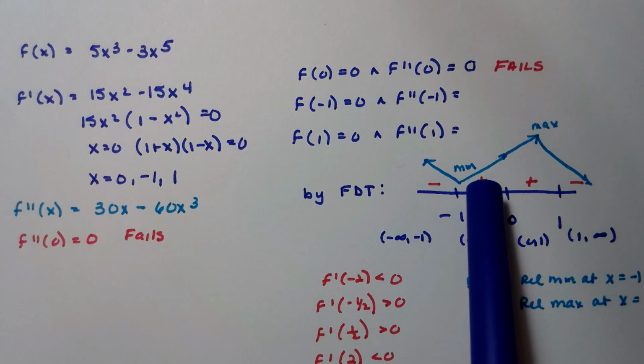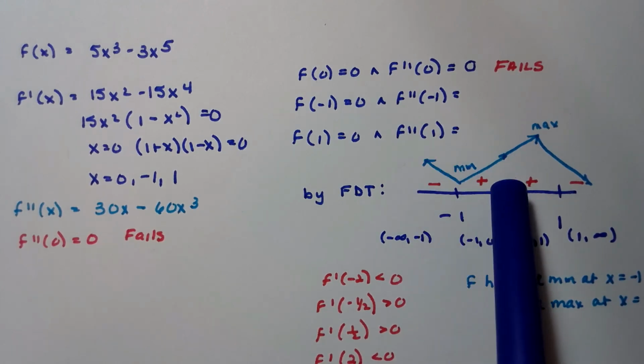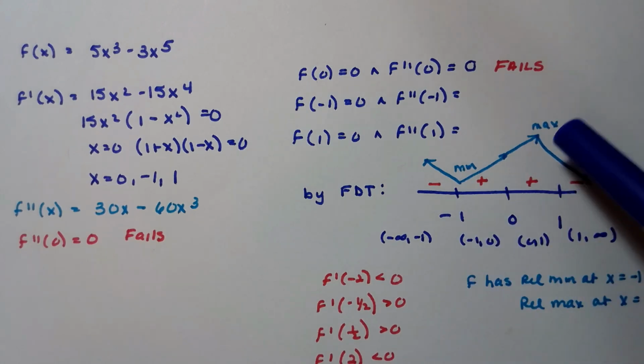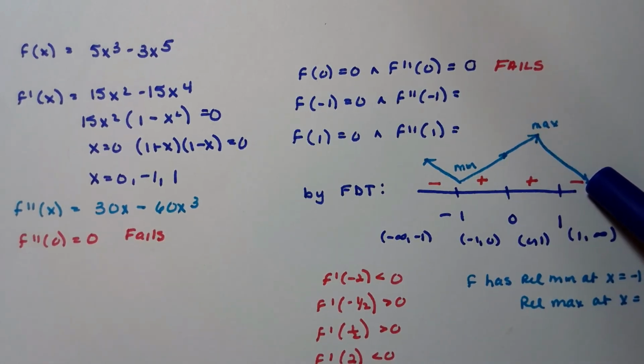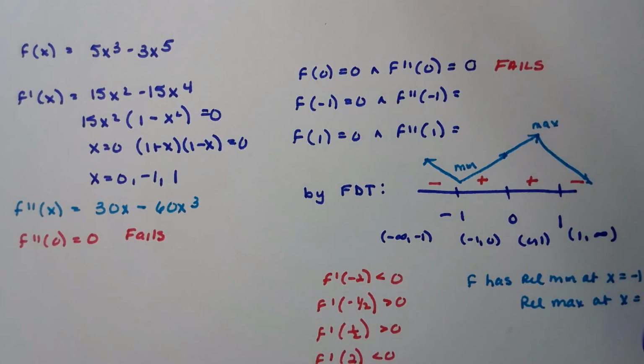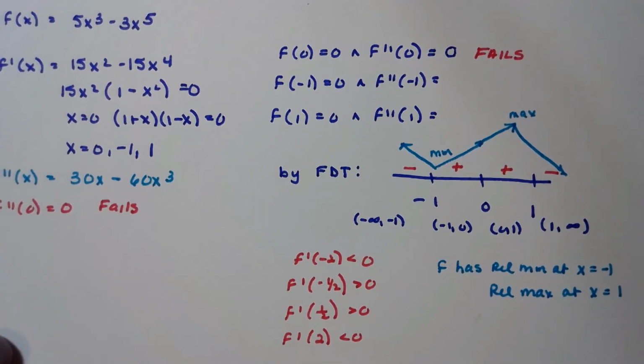And as you can see, it changes sign from negative to positive here, so I'd expect a relative min at x equals -1. Doesn't change sign about 0, so it'd have no extrema at 0, and then it goes from positive to negative at x equals 1. Sorry, my graph's a little bit off. So we would expect a relative max at x equals 1 and a relative min at x equals negative 1.